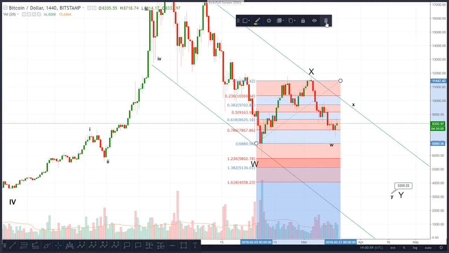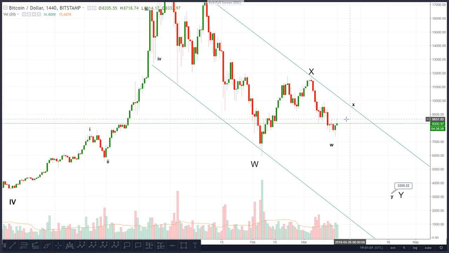Okay, so that's what I'm expecting over the next few days. Price to maybe come up to around here before coming back down. Either that, or because the market's very weak, you may just see this continue to come down. However, the way I see things, it would most likely come up to here before it comes down.